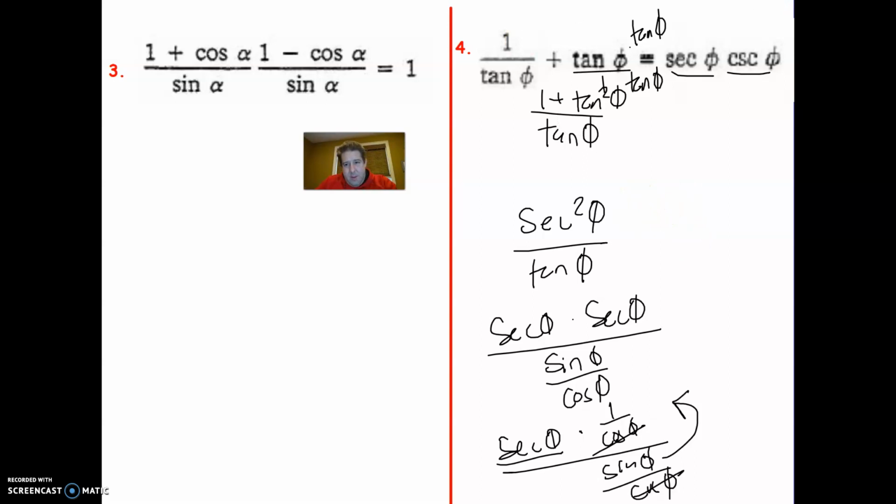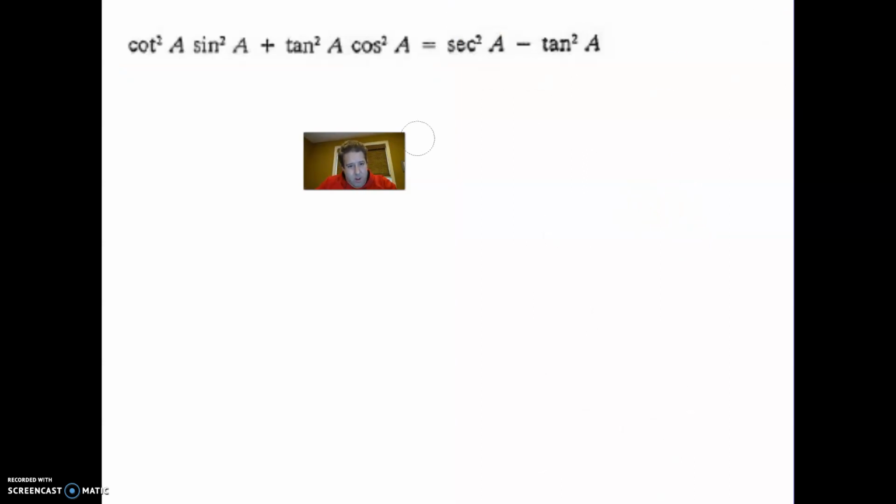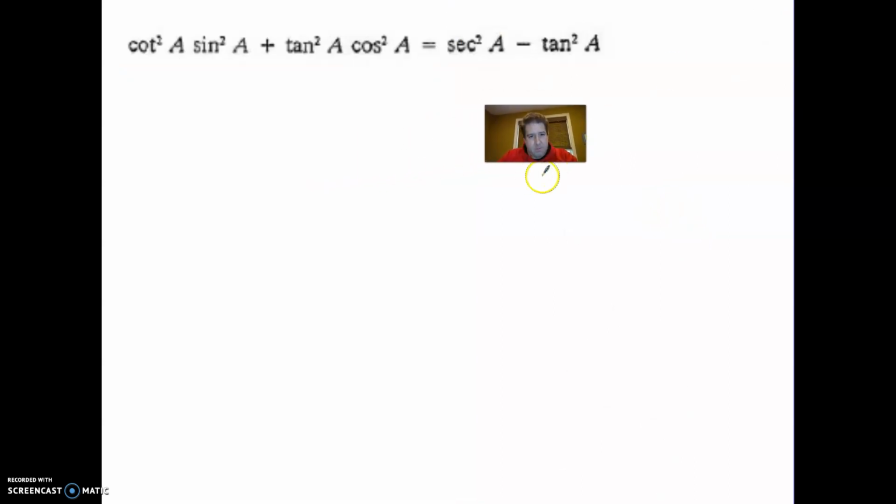All right, and I think that was my last one. Oh, there is one more. Oh, I'm not going to have time to do this one, so I'm going to actually stop right there.